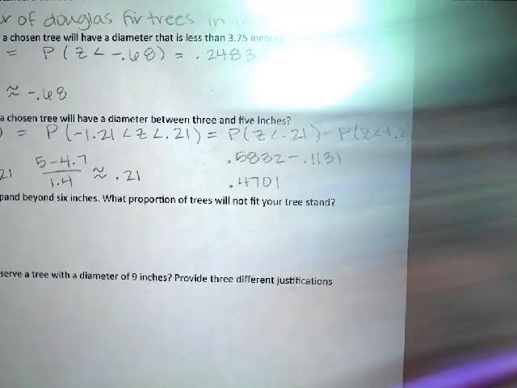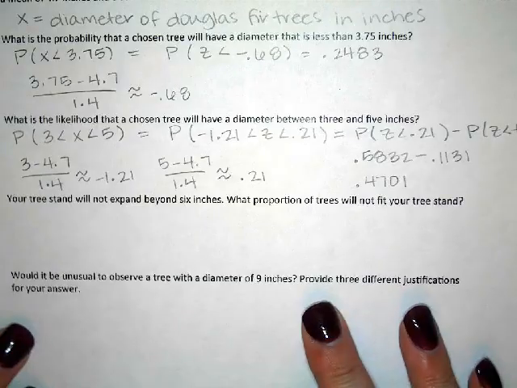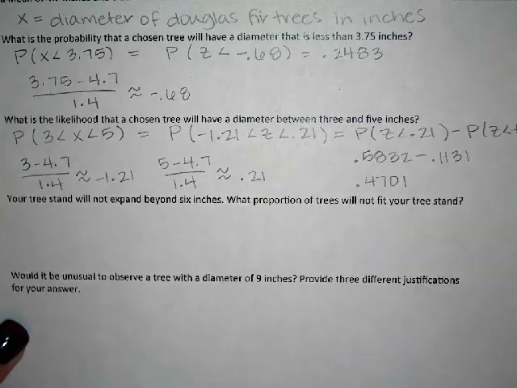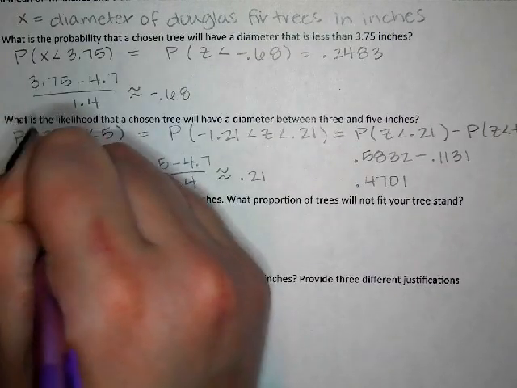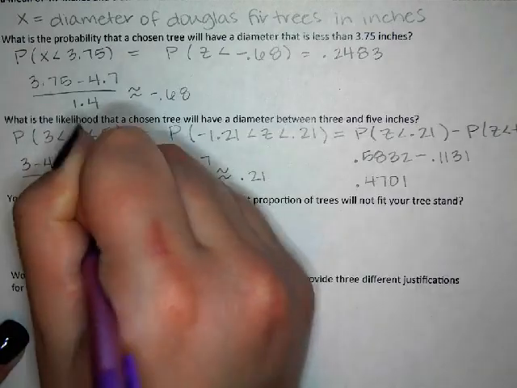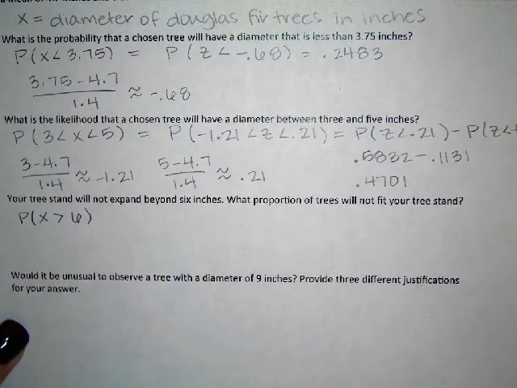Your tree stand will not expand beyond 6 inches. What proportion of trees will not fit your tree stand? So we're finding the probability that the diameter is greater than 6. So we need to find the z-score first.